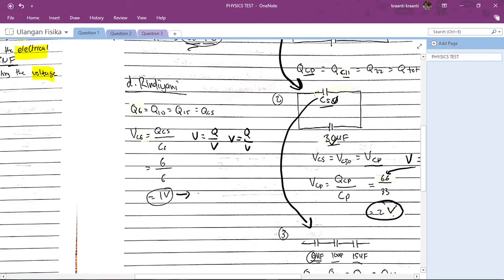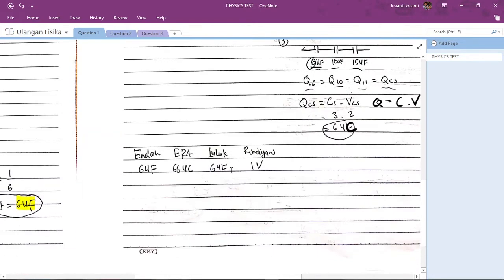The voltage in capacitance micro F. So we got the answer. Calculating the total of the capacitance, the capacitance is 6 micro F, and calculating the total of electrical charge is 6 microcoulomb. Then calculating the electrical charge in 6 micro F, we got 6 microcoulomb, and then we calculate the voltage in 6 micro F, we got 1 volt, right? So this is the answer.